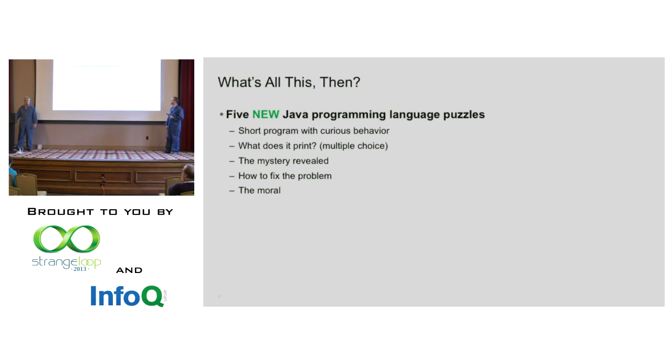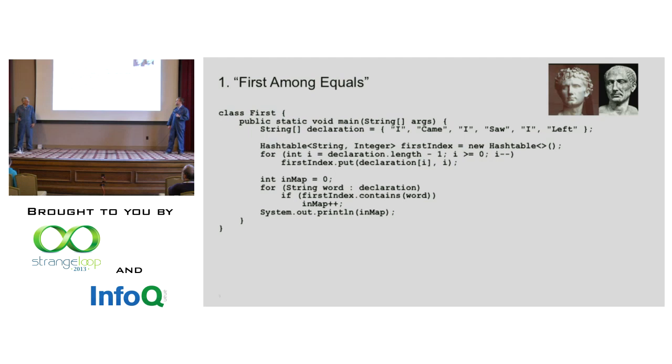So, why don't I start today? This puzzle we call First Among Equals. In this puzzle, what we're doing is we're making a table mapping strings to numbers. I'll let you figure out what they really are. And then we're just going to count how many of the strings made it into the table. All right, let's take a closer look.